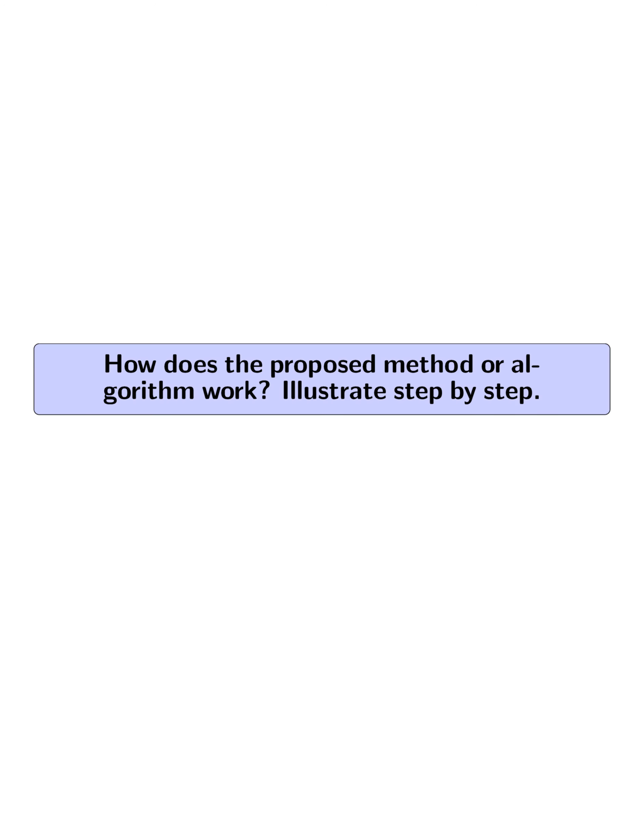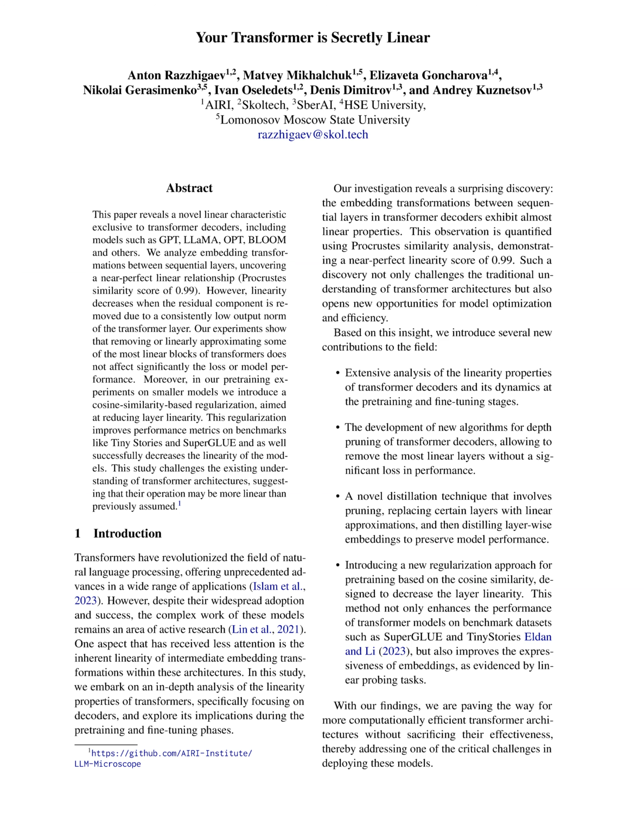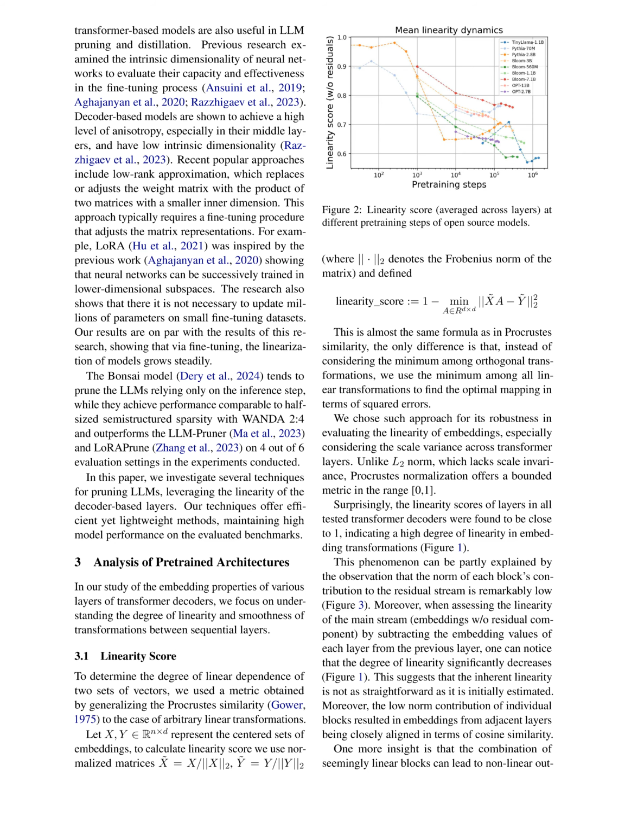How does the proposed method or algorithm work? Illustrate step by step. The proposed method or algorithm works by first analyzing the linearity properties of transformer decoders, specifically focusing on the embedding transformations between sequential layers. The study quantifies the linearity using Procrustes similarity analysis, which measures the degree of linear dependence between sets of embeddings. The linearity score is calculated by normalizing the matrices of embeddings and finding the optimal linear transformation that minimizes the squared errors.